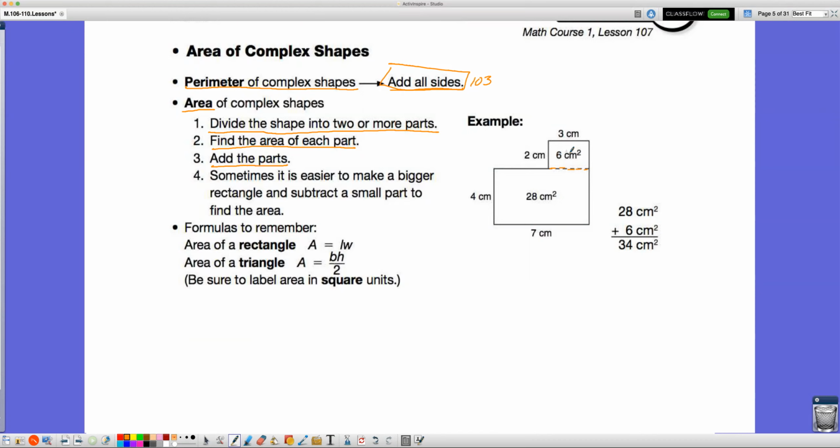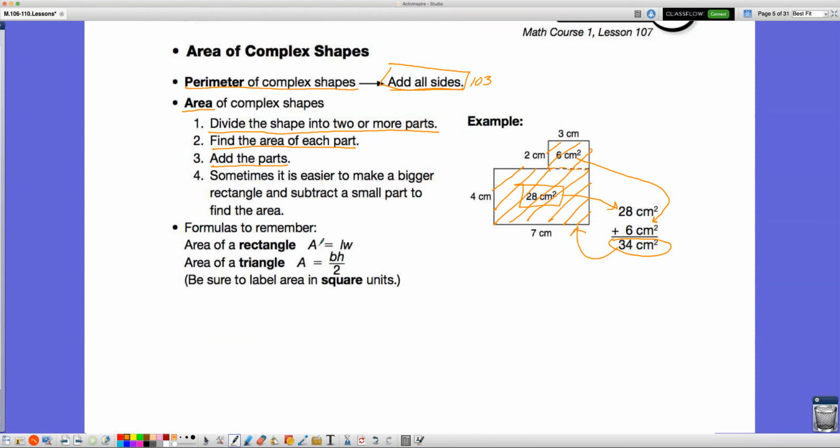This piece right here is 28 centimeters squared, and this piece is 6 centimeters squared. You add those two pieces together and you end up with a total, which is the area of the complex shape. So this whole area inside would be 34 centimeters squared.